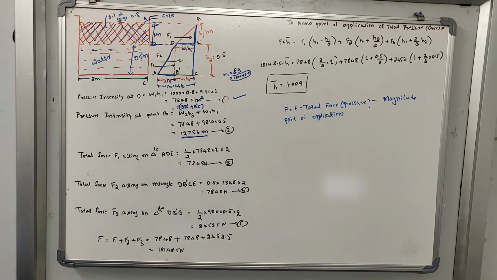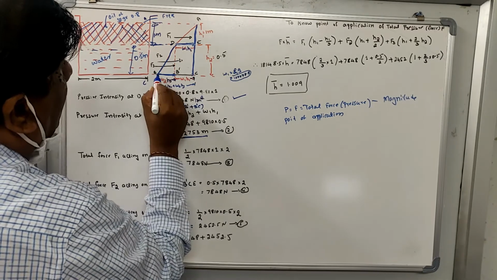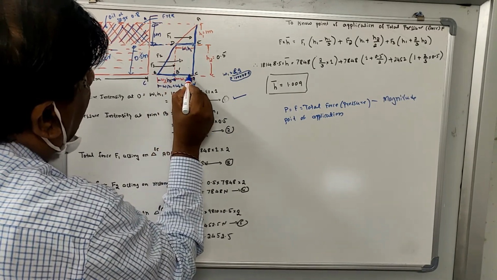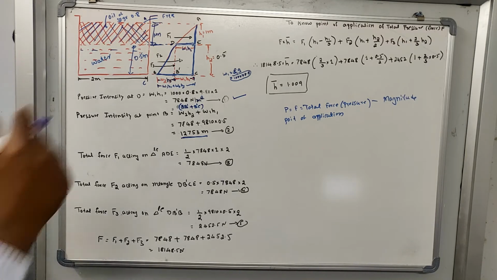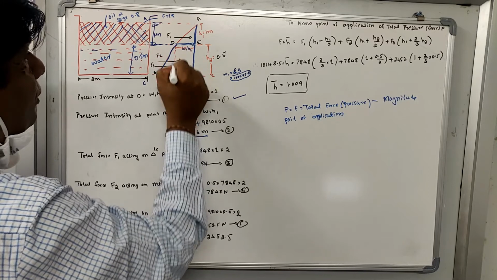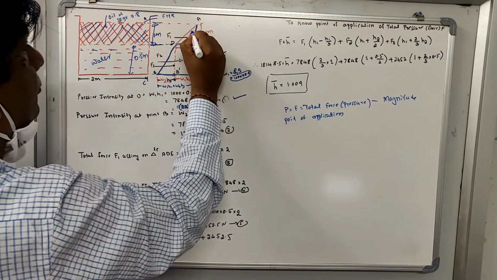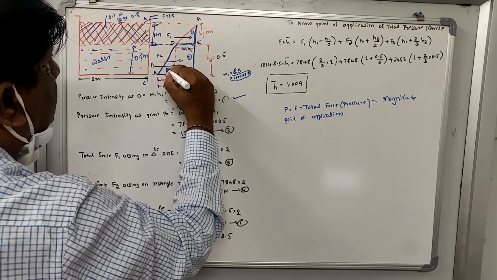Now, how to calculate the total force? We have now calculated only the pressure intensities at the level DE and at the bottom of the tank, at the level BC. Okay, so this is an irregular figure. So you divide this figure into three parts. This is part 1, this is 2, this is 3.